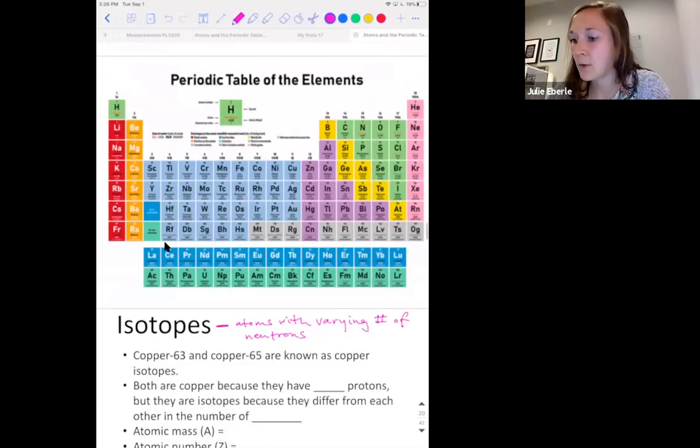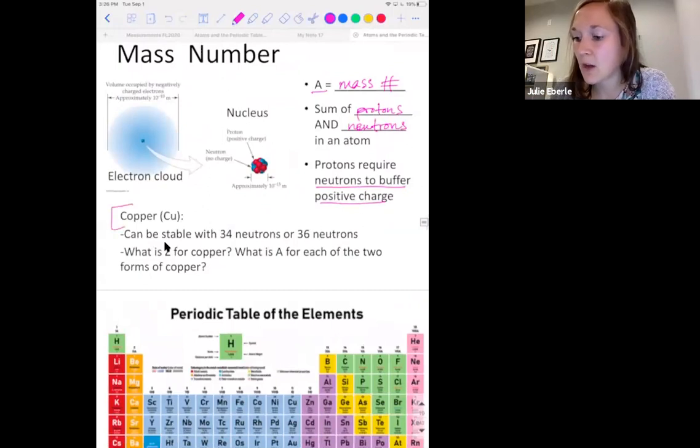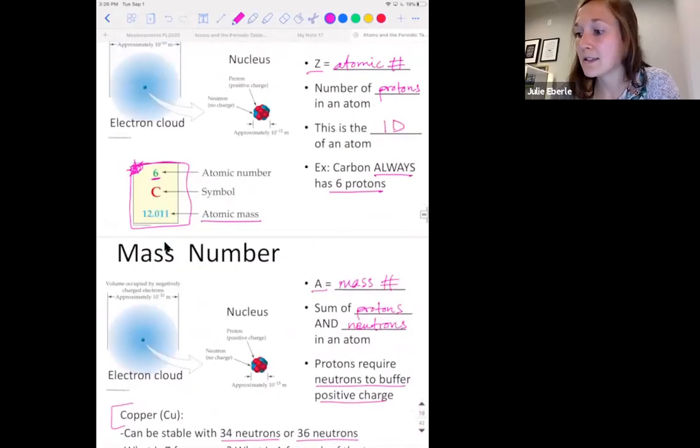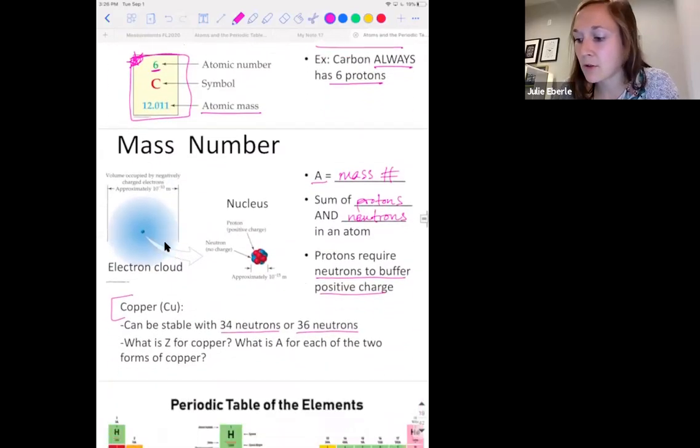And that is exactly what we are getting at here with our example with copper. So copper can be stable with 34 or 36 neutrons. So these are two isotopes of copper. So what is Z for copper and what is A for these two forms of copper? Z will always be the same. Why? Because that's the identity of the atom. And here we're talking about copper. So Z cannot change. That's the number of protons.